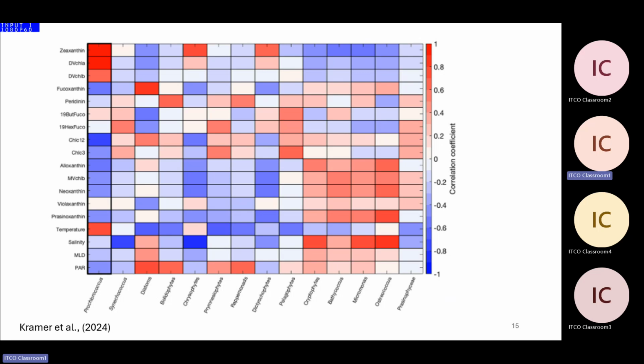Pigments are on the y-axis, different types of phytoplankton are on the x-axis, and the color coding is correlation coefficient. So if it's blue, there's a very strong negative correlation coefficient. If it's red, it's a strong positive correlation coefficient. And again, it's just showing you we can study and understand these different relationships between pigments. In this case, we've also got some environmental parameters at the bottom: temperature, salinity, mixed layer depth, light availability, and different plankton.